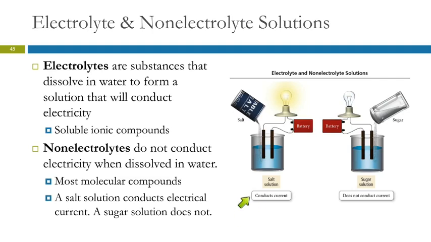So here's an illustration. If we take deionized water and put 2 electrodes in it and connect the electrodes to a light bulb and a battery, when it's just pure water, the light bulb will not light up. If we add salt to the water, the salt separates as it dissolves into ions. The ions are able to carry the electric current from one electrode to the other, closing the circuit, and the light bulb goes on. If we do the same thing with sugar, the light bulb will not light up because sugar does not form ions. It's a non-electrolyte. It cannot conduct electricity.